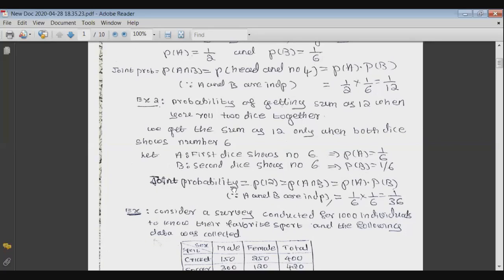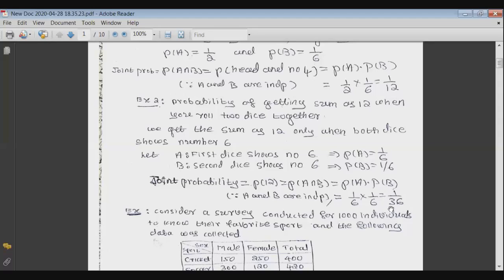Now let us consider the joint probability. Here the joint probability is the probability of getting the sum as 12. This happens only when the first die shows 6 and the second die also shows a number 6, and that is given by the probability of A times the probability of B, because for rolling two dice, both events are independent. As we defined, A is the first die shows number 6 and B is the second die shows number 6. These are independent events. That's why we can write the probability of A intersection B equals the probability of A times the probability of B. We know the probability of A is 1 by 6 and the probability of B is also 1 by 6. Therefore, it results in 1 by 36.